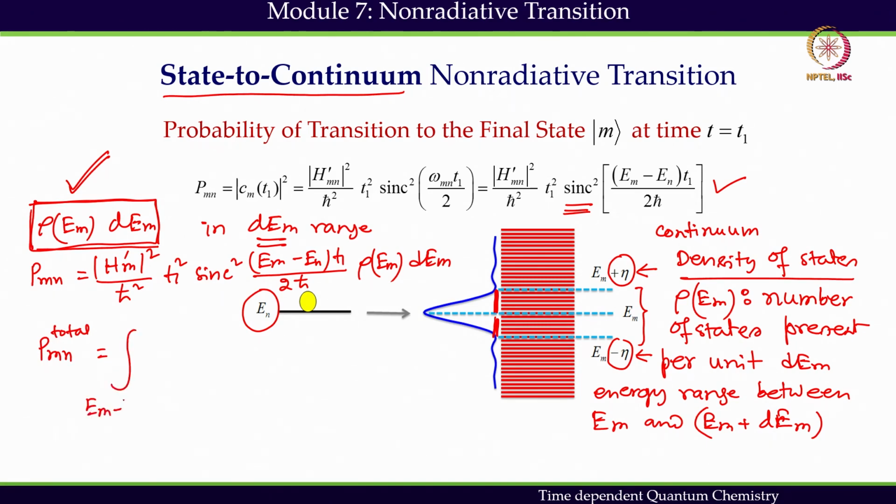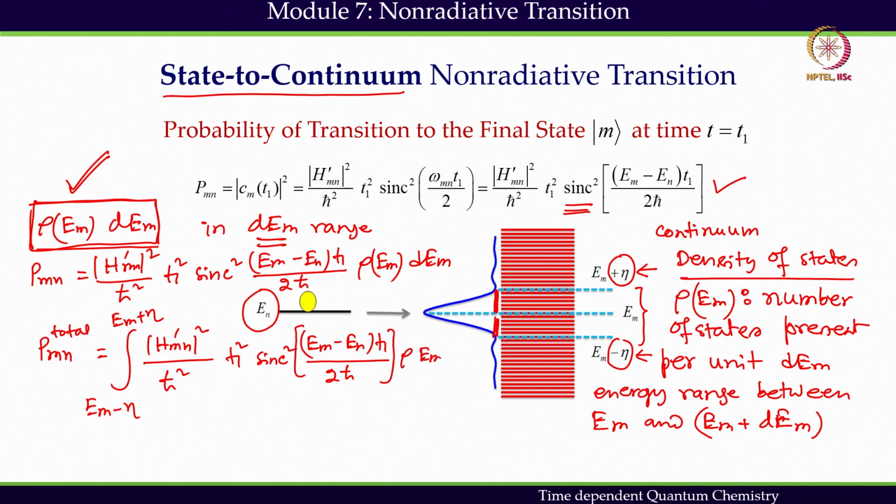The integration is going to be from Em minus eta to Em plus eta of H'mn squared divided by h-cut squared, then T1 squared, then the cardinal sine function squared of (Em minus En) T1 divided by 2 h-cut, then rho Em dEm. So we are integrating the contribution coming entirely from this region, this energy space. All the contributions we are calculating. So each state's probability of transition is given by this part, only this part.